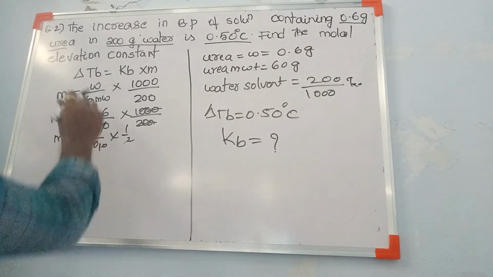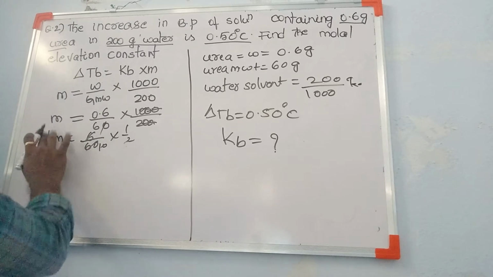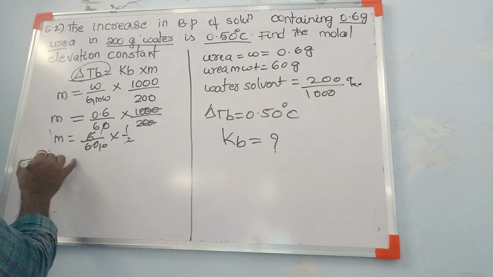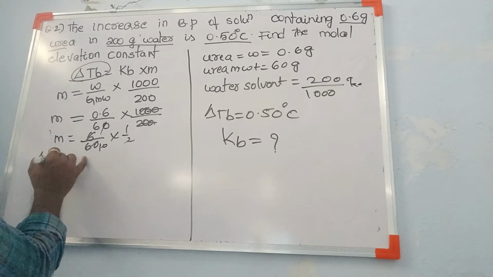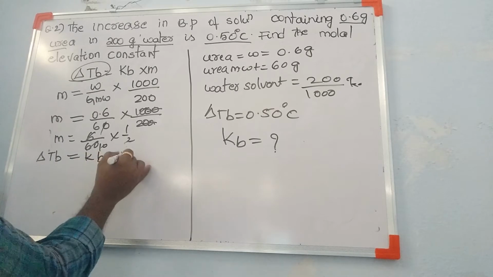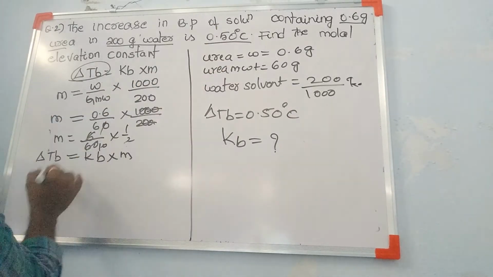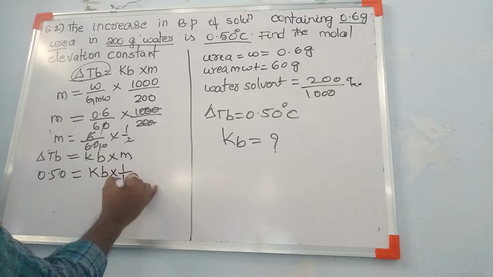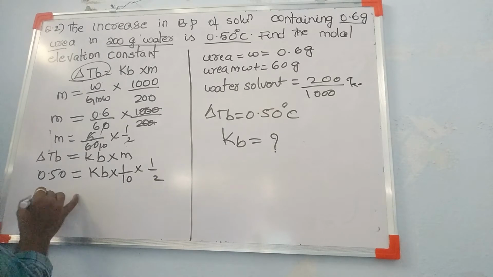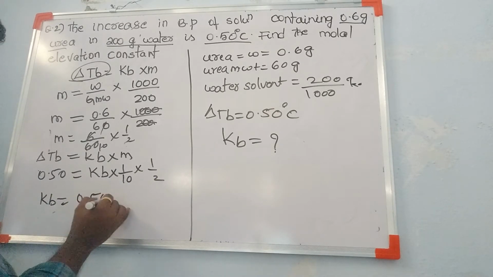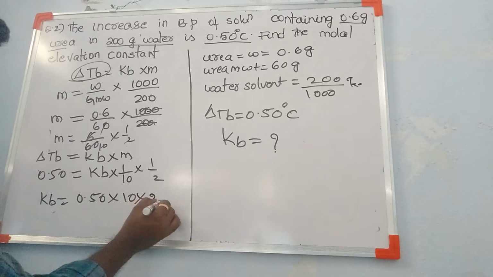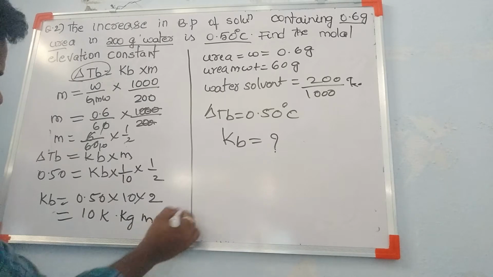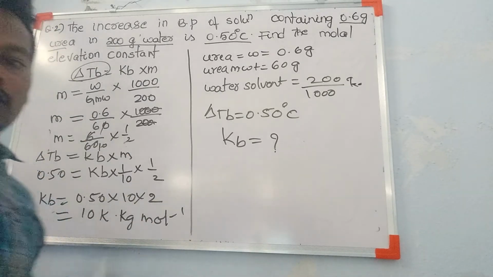So the molality we got is 1/10 into 1/2. Already we know that delta Tb equals Kb into m. Delta Tb is 0.50, so 0.50 equals Kb into 1/10 into 1/2. So Kb equals 0.50 into 10 into 2, which is 10 kg per mole. So this is the way to solve the question.